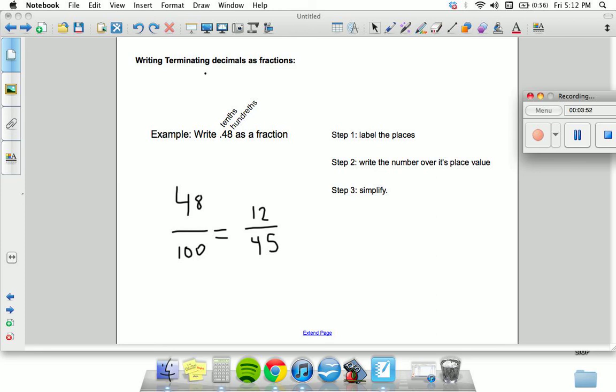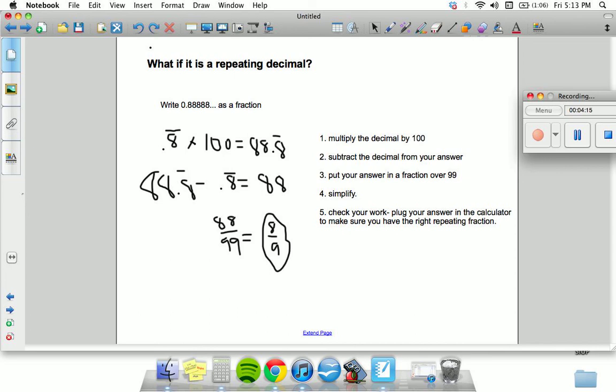48 hundredths just means 48 out of 100. So 48 hundredths, or 48 divided by 100, they all mean the same thing. So we write the number over its place value. We wrote 48 on top of 100. Your third and final step is to simplify. So if we were to write 48 hundredths as a fraction, you would end up with 12 45ths.